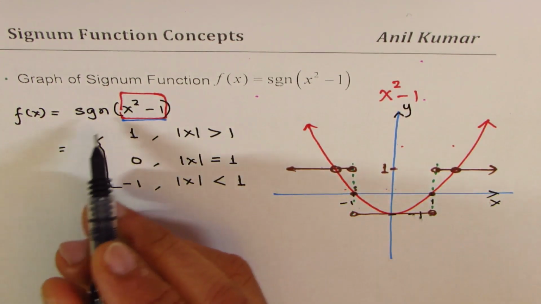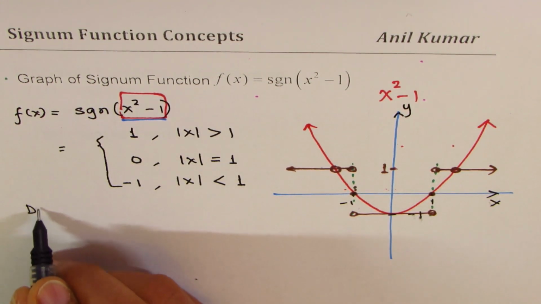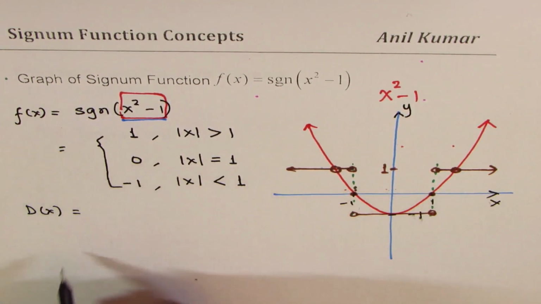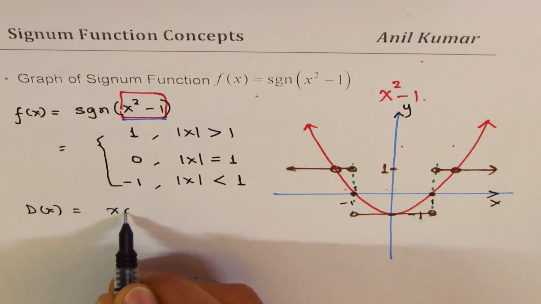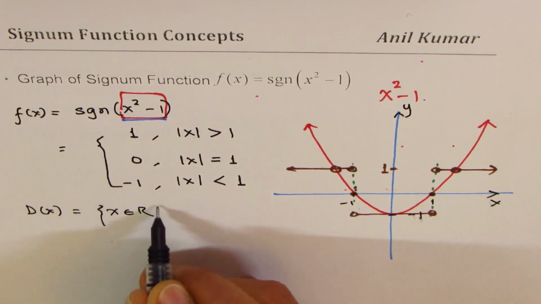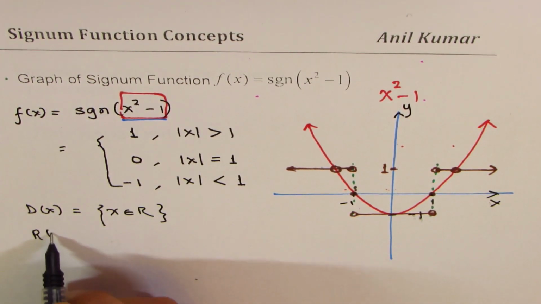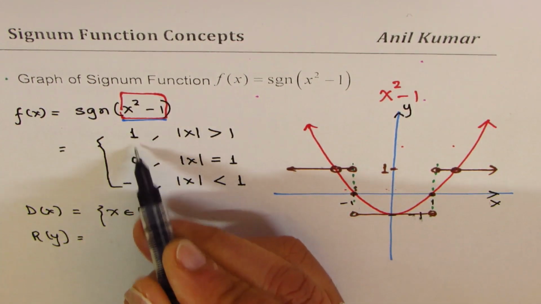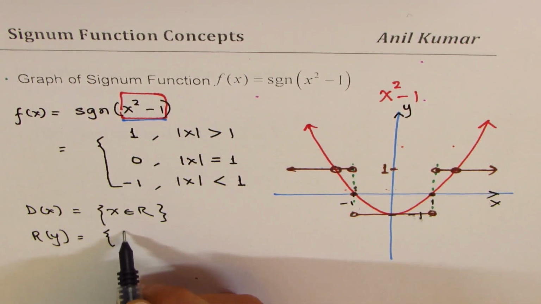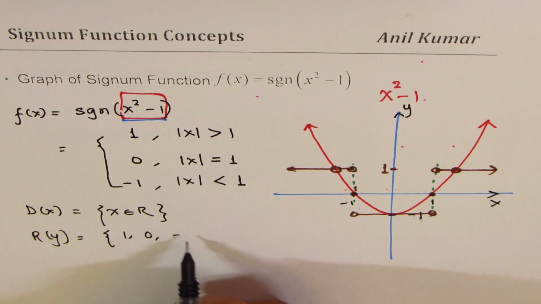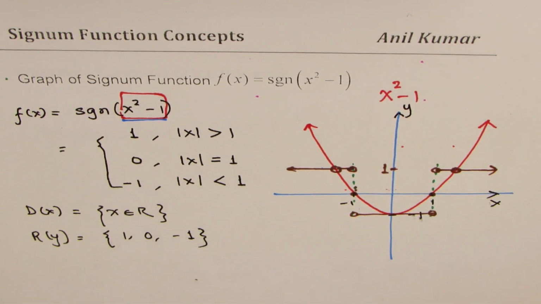Now let's write down the domain and range for this function. So the domain for this function, as you can see, is x belongs to real numbers, right? And the range for this function is, we have only 3 values. So always when you're talking about the signum function, the domain is all real numbers and the range is the 3 values, correct? So I hope that's okay.